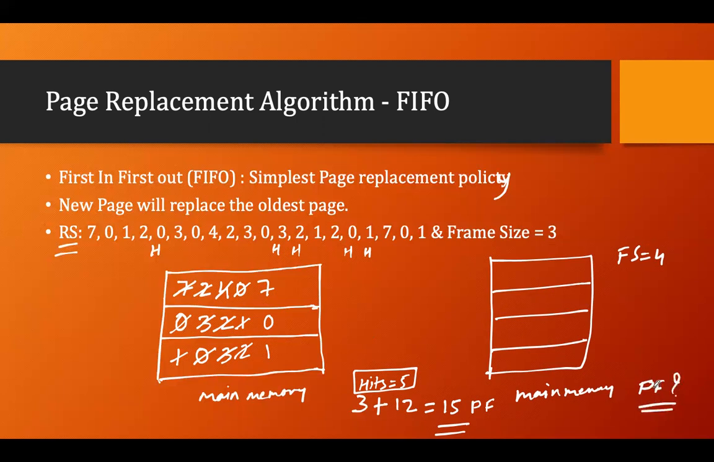So the page fault, when we increase the number of frames, the page fault will also decrease. So it will be 20. Generally what happens in first in first out, when we increase the number of frames, definitely the page fault will be less. Why? Because the number of pages that can be accommodated in the main memory will be more. So the page fault will be less, right?